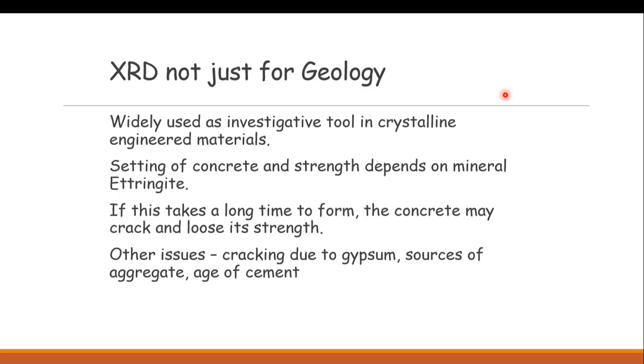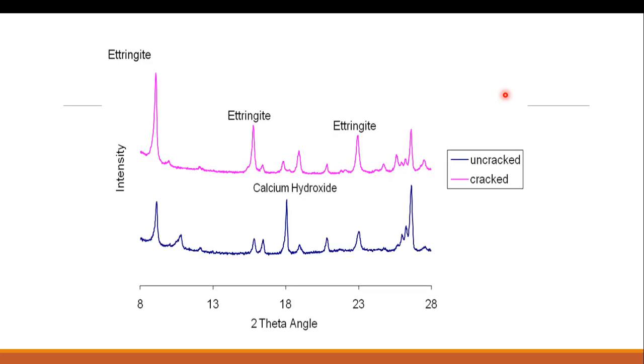Setting of concrete and sand depends on minerals. It takes a long time to form. The concrete may crack and lose its strength. Other issues are cracking due to gypsum, sources of aggregate, and age of cement. These are basically the pictures where we have the uncracked and we have the cracked.